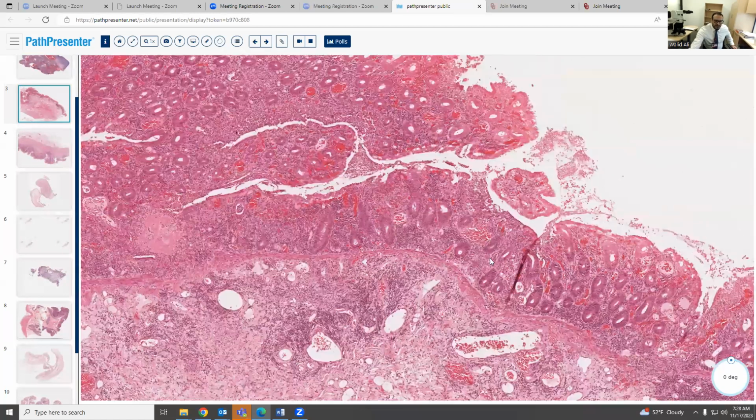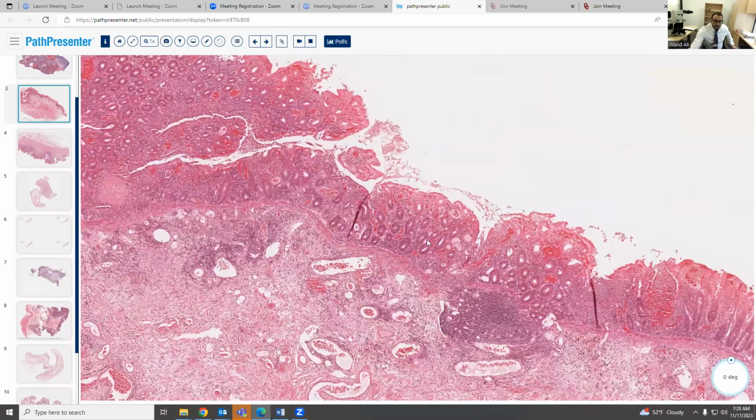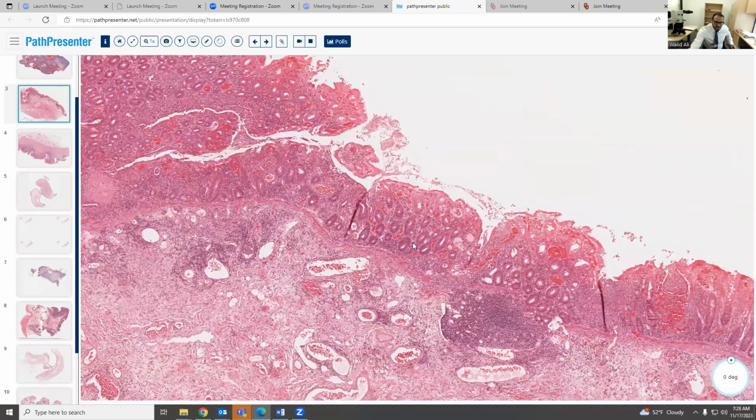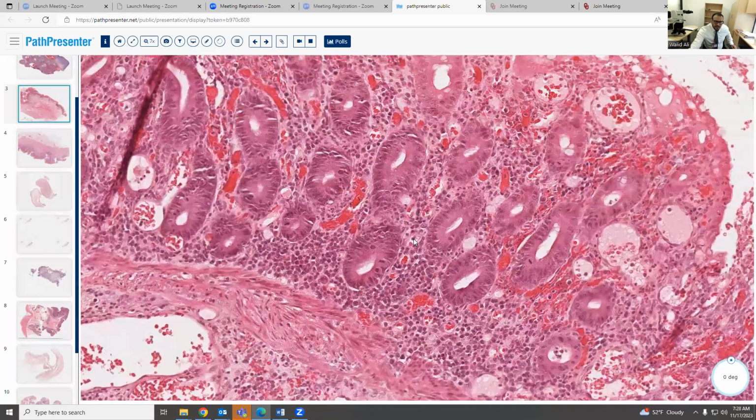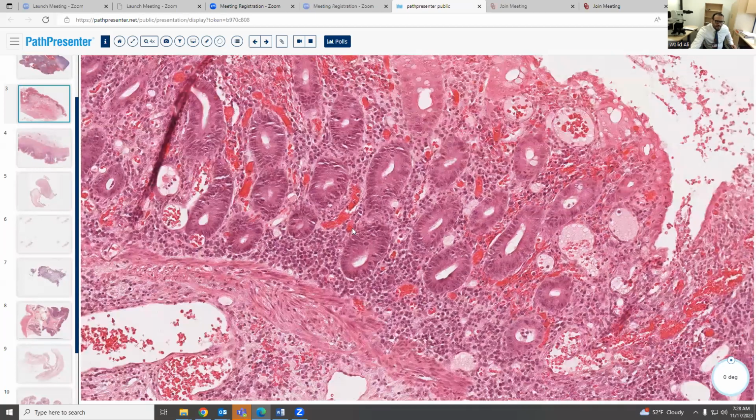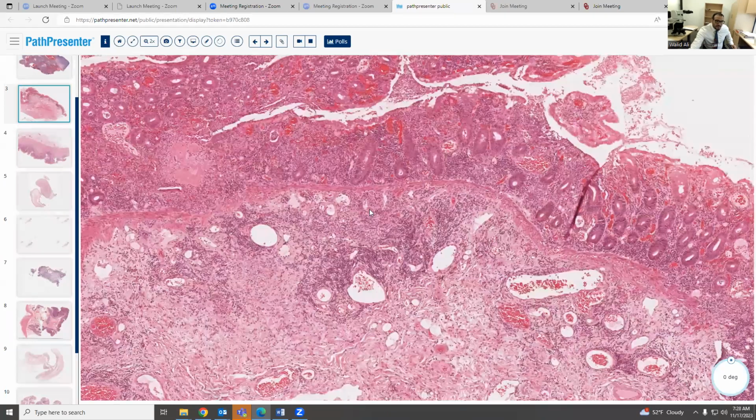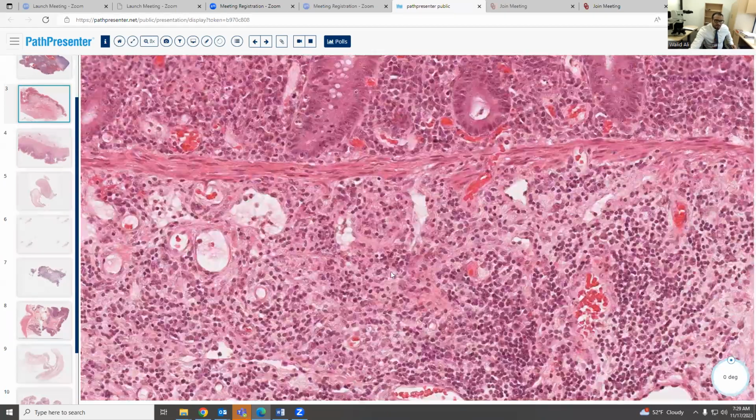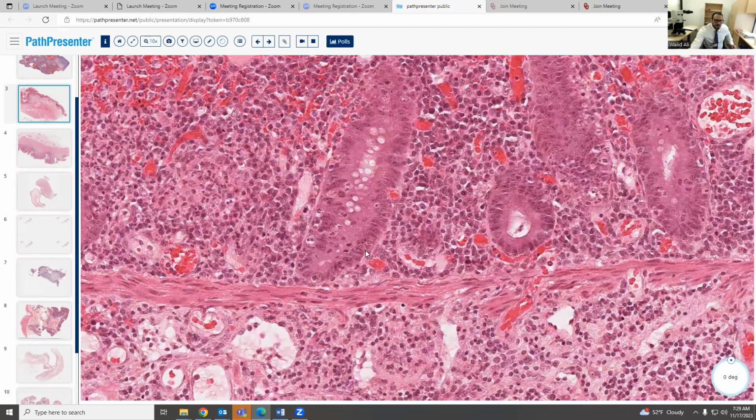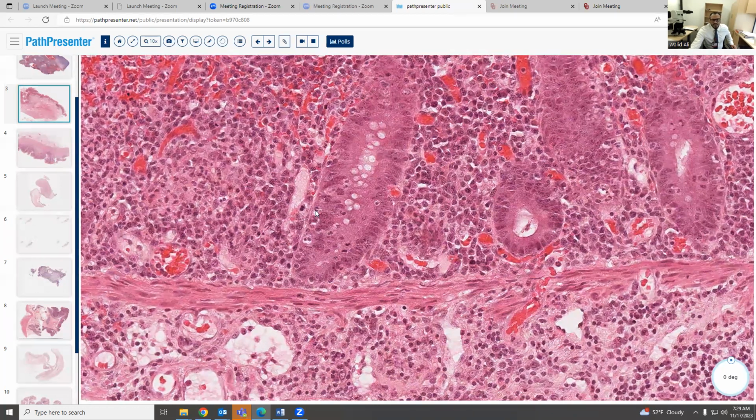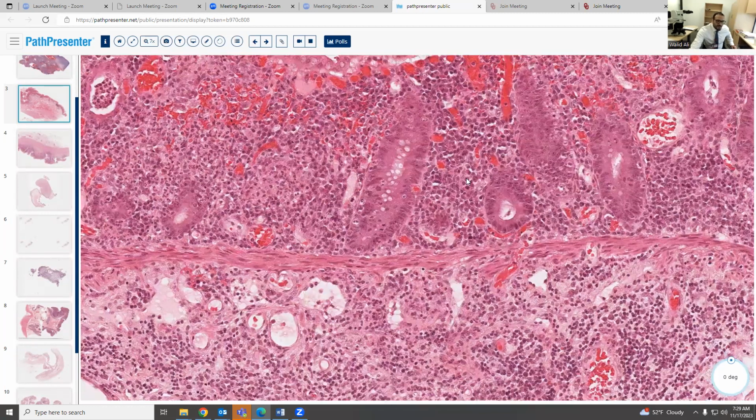The first one is cryptitis. Cryptitis means inflammation of the crypts. We see neutrophils in the crypts, and like here, if we look, there are neutrophils in the epithelium of the crypts. This is called cryptitis. This is a feature of activity. It tells you there's an active process going on.